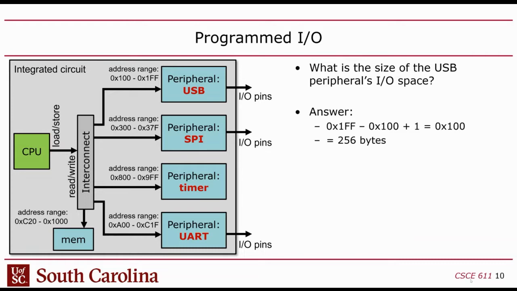So in this case, the USB peripheral has a 256-byte address space, and of course these peripherals will have different I/O registers, different numbers of I/O registers, different address ranges. Some of them will have a fairly wide address space, whereas some of them may just have 1 or 2 registers, depending on the complexity of the individual peripheral.